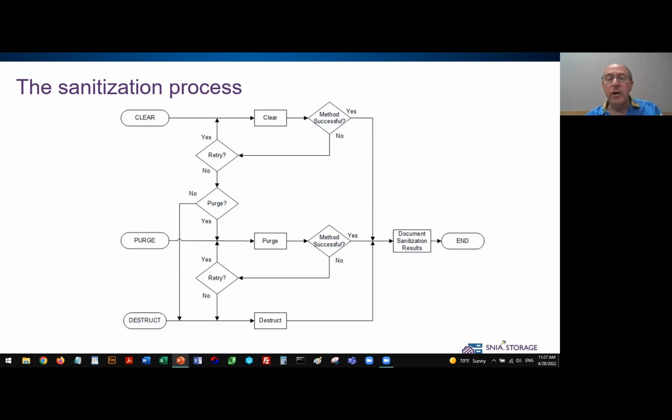At some point though, you might say, well, clear didn't work, but I'm not okay with handing it off to somebody unknown. Well, now you fall down to purge. You do the same thing. You purge, you verify. If it was successful, great, you're happy, you go home and you're done. If the purge method doesn't work, for example, your hard drive doesn't spin up or your SSD has a crack in it or something, then you fall through to destruct.